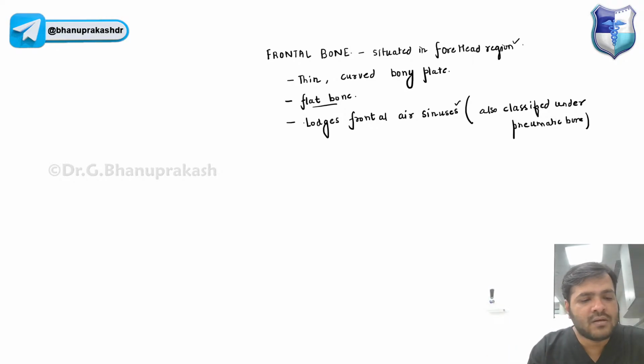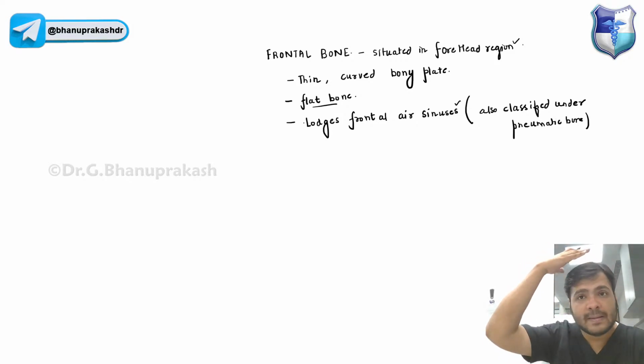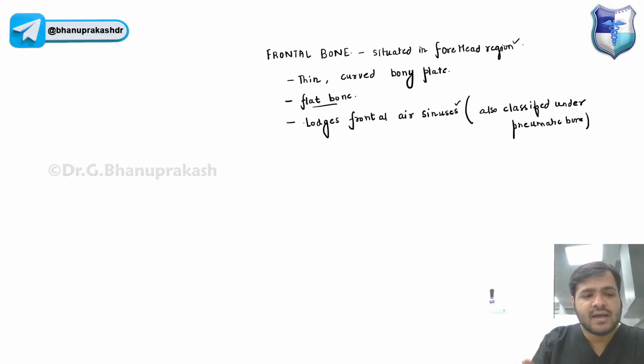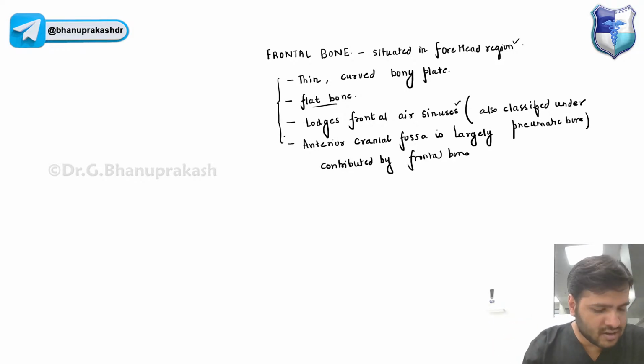So yes, remember, we have three fossas, guys: the anterior cranial fossa, the middle cranial fossa, and the posterior cranial fossa. Remember, the anterior cranial fossa is largely contributed by the frontal bone. These are the basic points, guys, that you have to remember in case of the frontal bone.